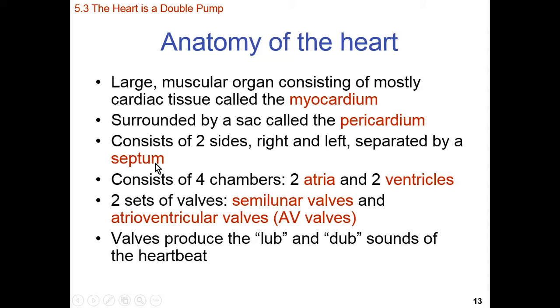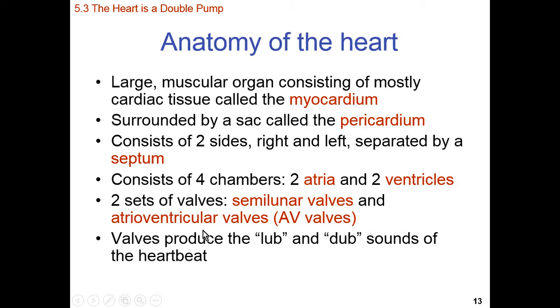The chambers on top are always referred to as atria. The ones on bottom are always referred to as ventricles. We have 2 on top, 2 on the bottom, 4 total chambers in the heart. And we also have 2 sets of valves in the heart. We have the atrioventricular valves that separate the atria from the ventricles. Those are abbreviated AV valves.